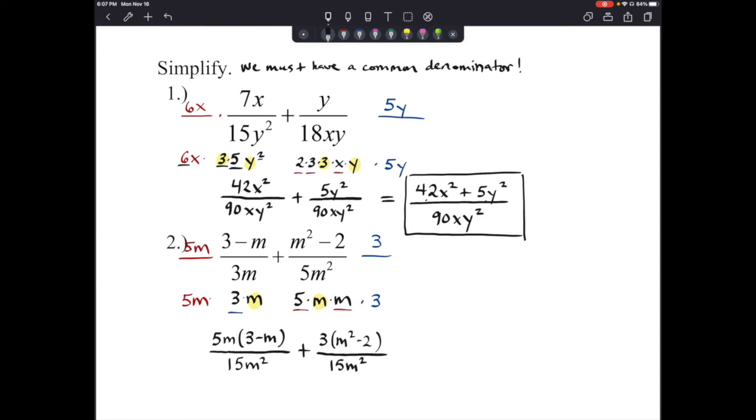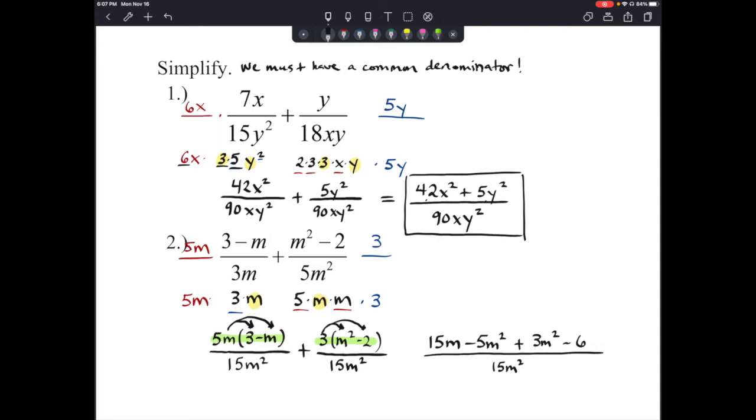And now we want to take each of these expressions and simplify them, and then we can add it all together into one fraction. So when you distribute your 5m through here, you should have a 15m minus 5m squared plus, over here we're going to distribute this 3 through. We've got 3 times m squared would be 3m squared. And then 3 times negative 2 would be negative 6. And now I'm going to take it and just put the whole thing over 15m squared.